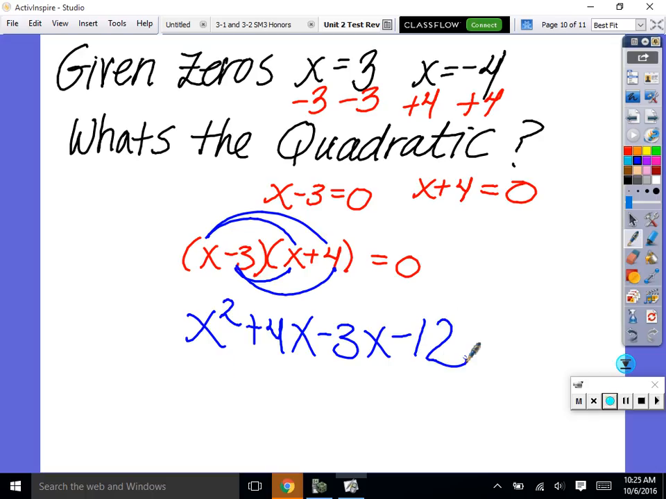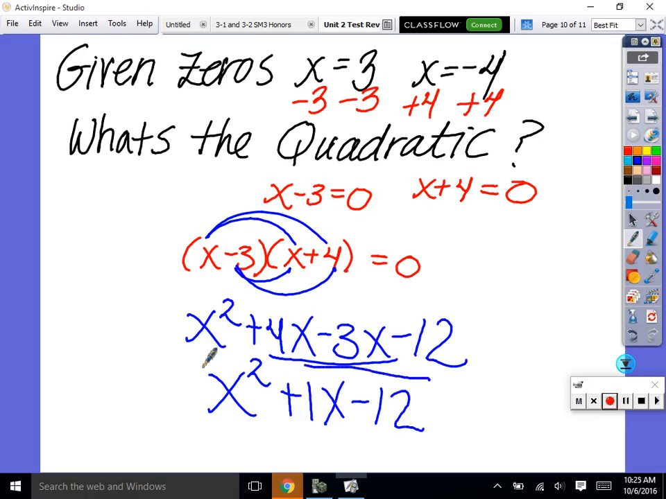Then we combine like terms. x squared, add those up. 4 minus 3, guys, is 1. So plus 1x. And then we have minus 12. Now look, it's in standard form. There's our quadratic in standard form that gave those as solutions. Everybody remember doing that? Okay, so now you can finish the review.